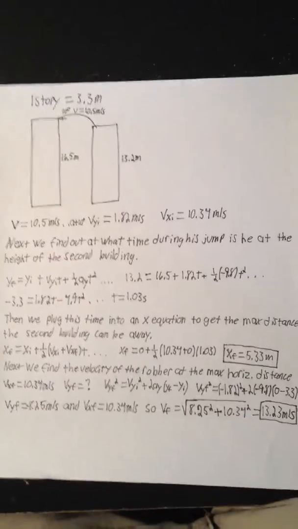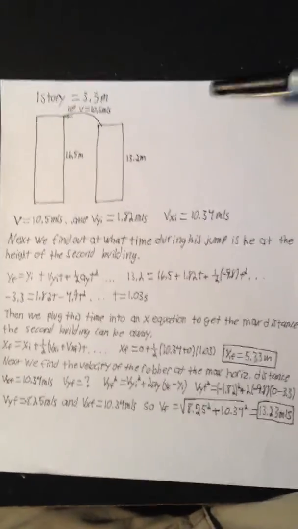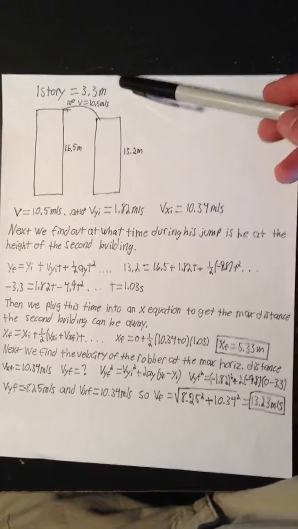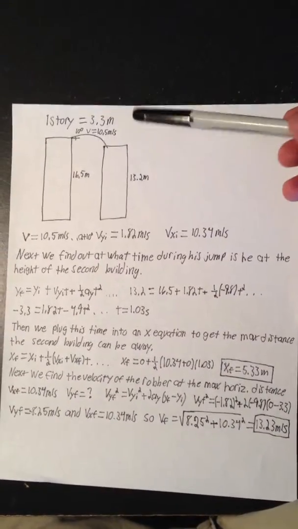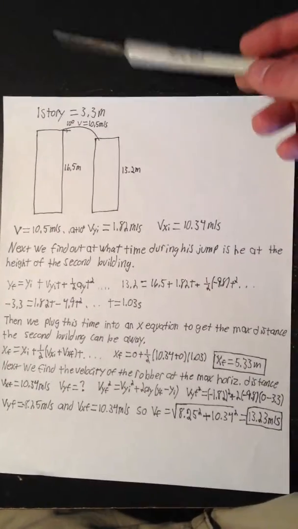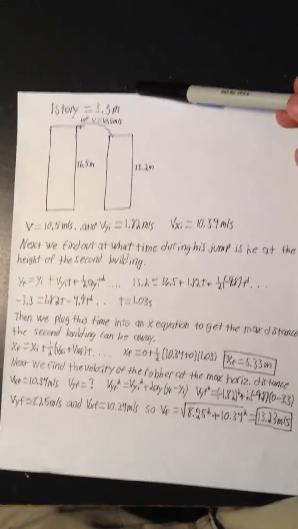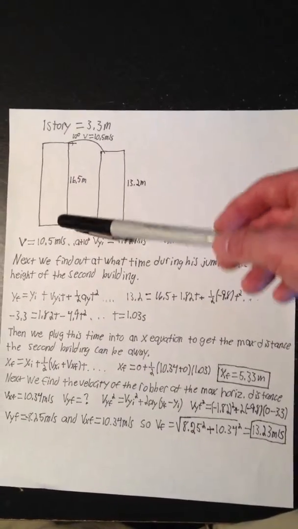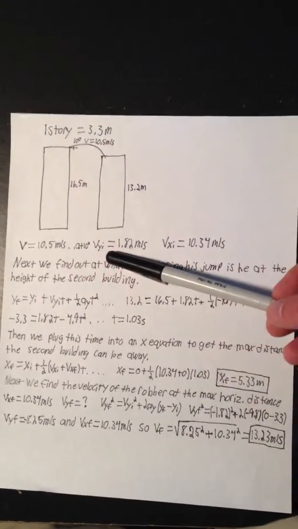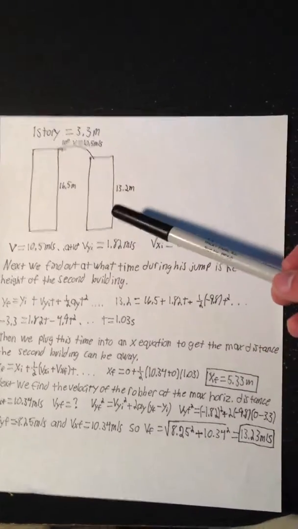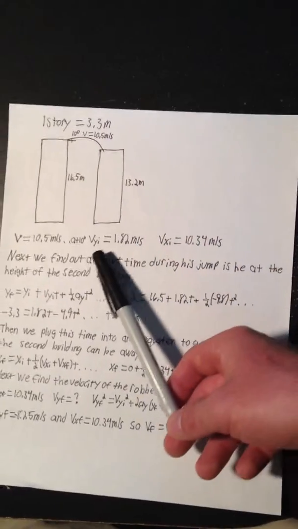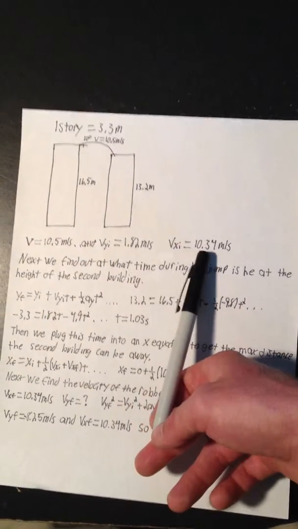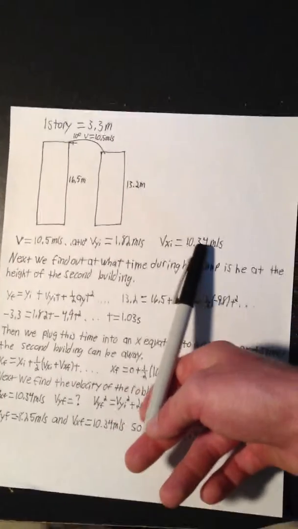Okay, so for this bank robber problem, I Googled it and determined that one story is equal to 3.3 meters, so that's what I'll be using to do this problem. Initially, we know that his velocity is 10.5 meters per second at 10 degrees, and so we use trig functions to figure out his velocity in the y direction and his velocity in the x direction, which we have right here.